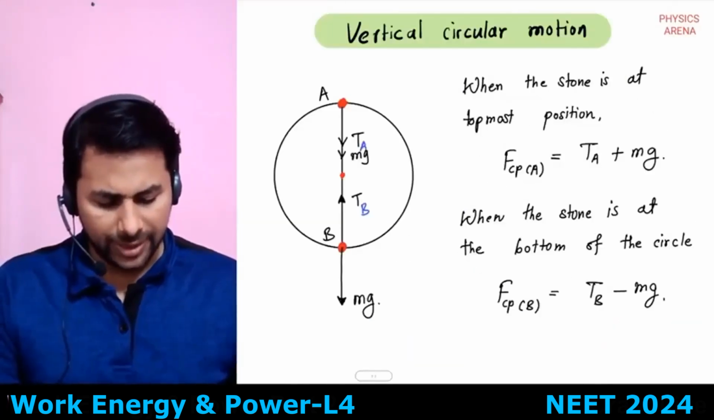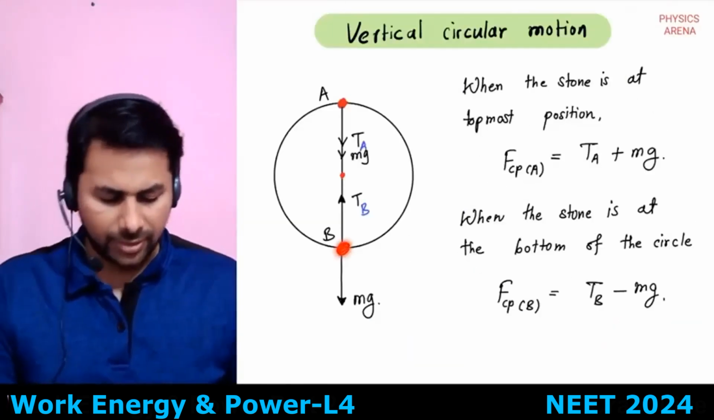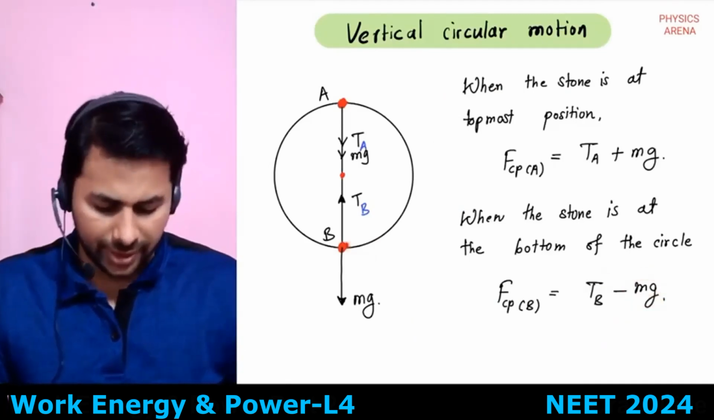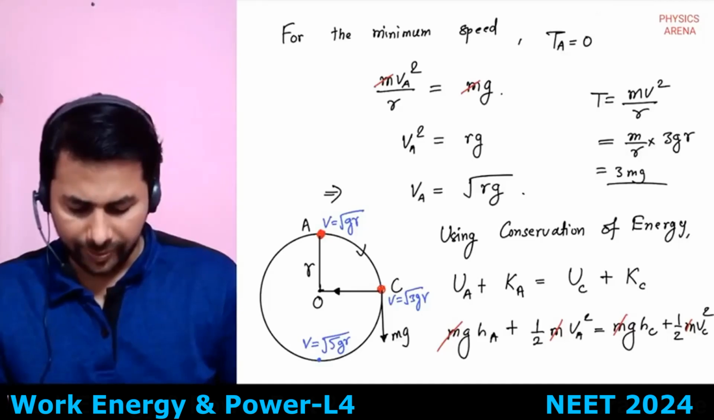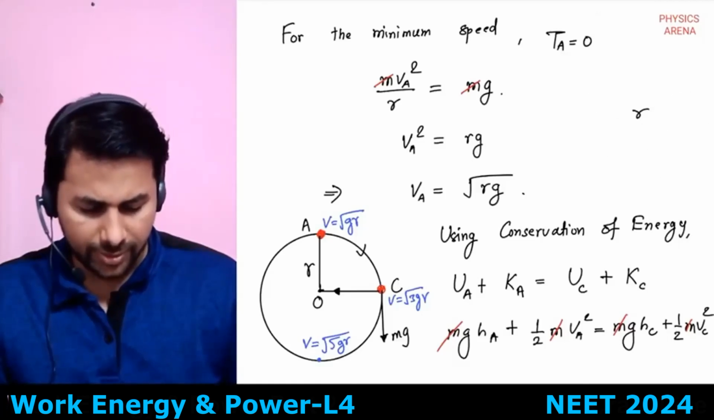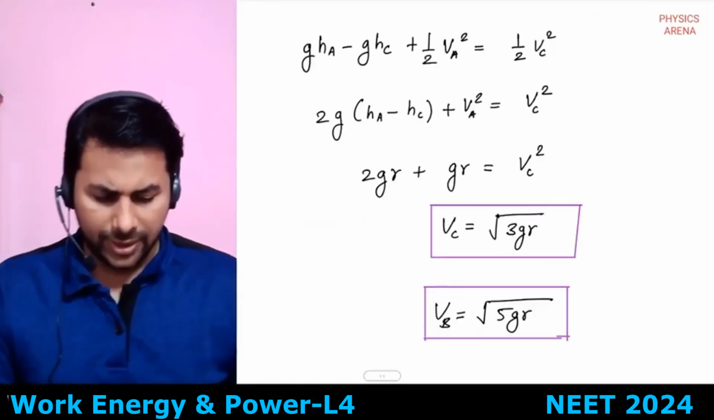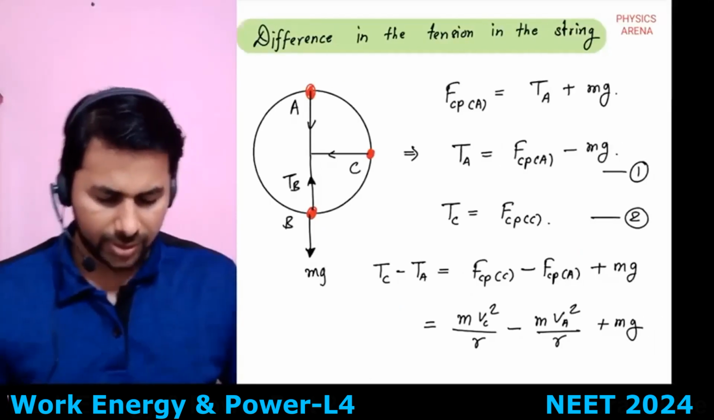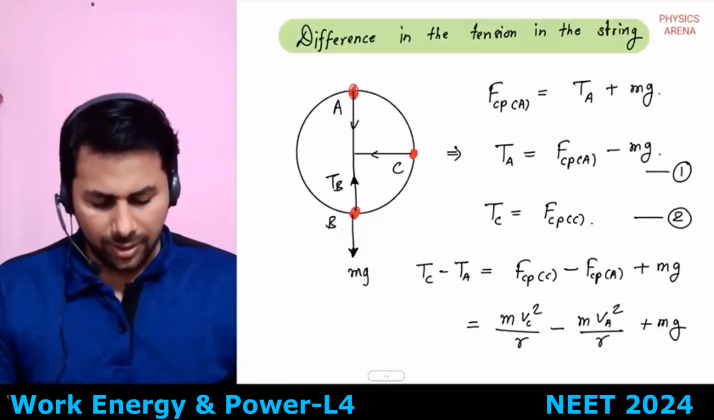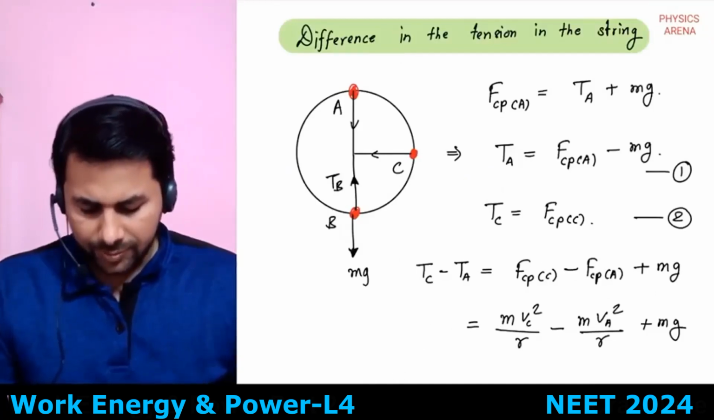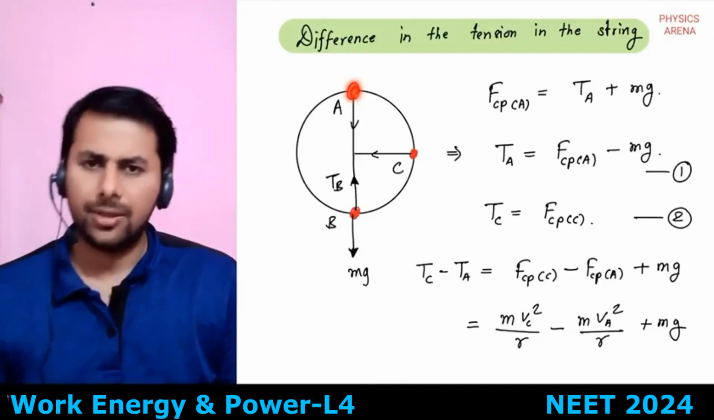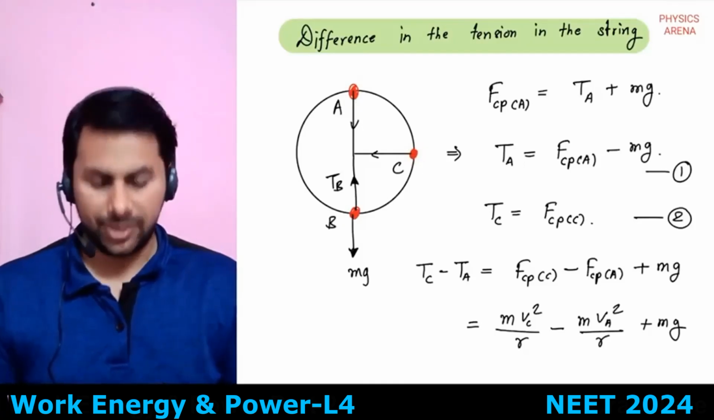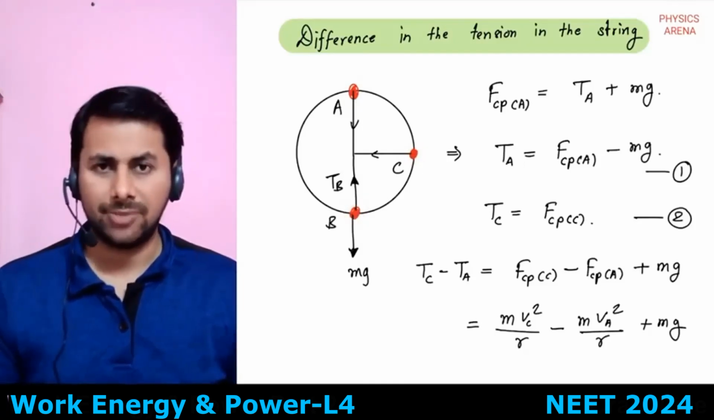Similarly, we can find it at this point. Here you will have 6mg. All right. So we have to remember these formulae also. When tension at A is 0, tension here will be 3mg. Tension here will be 6mg.